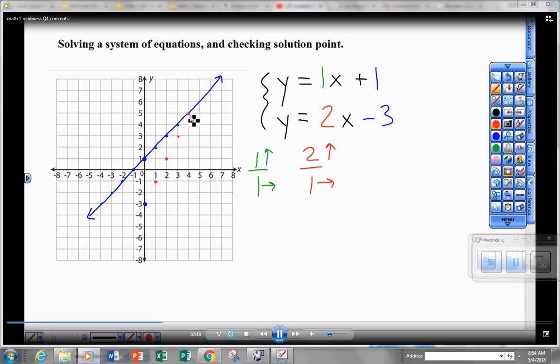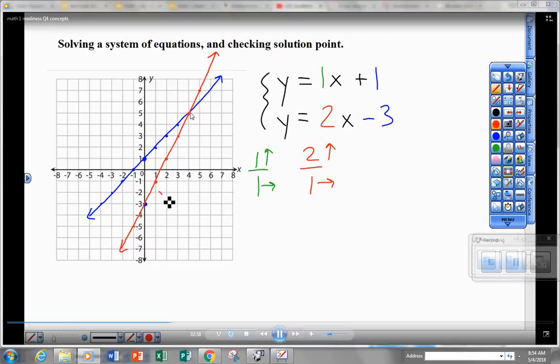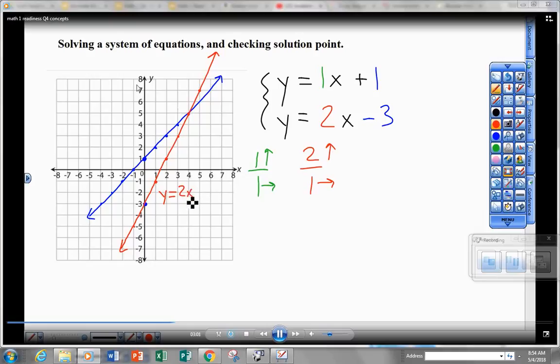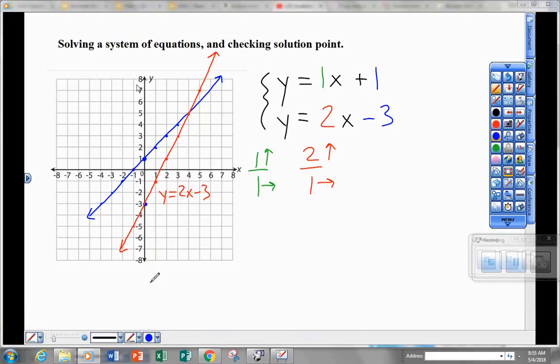Be able to stair step that in the opposite direction. Down 2, left 1, which is still equivalent. Negative 2 over negative 1 is 2. And now I need to see where those lines intersect. If a system intersects in one spot, like I said, that's one solution. Know that just by looking at the graph. So I'm going to label my lines. That is y equals 2x minus 3. And the other one is y equals 1x plus 1.